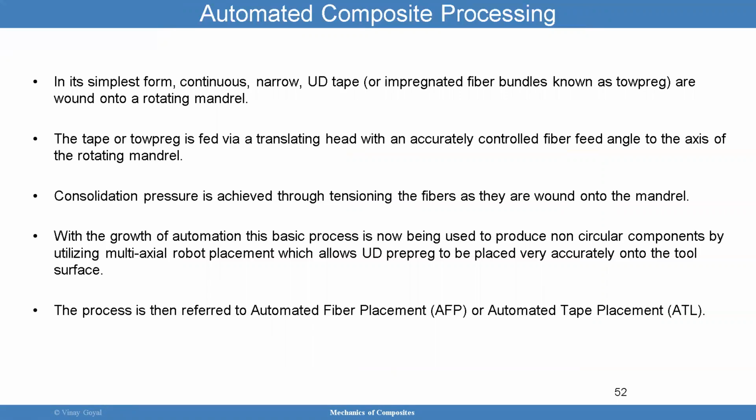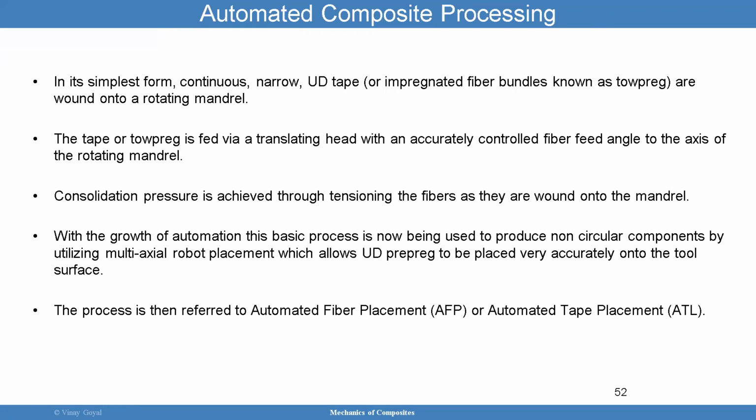Automated composite processing is in its simplest form a continuous narrow unidirectional tape, and typically this unidirectional tape, when I say unidirectional tape in the future, I'm talking about a bunch of fiber bundles that have impregnated resin in them, and they're wound onto a rotating mandrel. So that's what you will see. The tape or towpreg is then fed via a translating head with an accurately controlled fiber feed angle to the axis of the rotating mandrel. We'll see that later on.